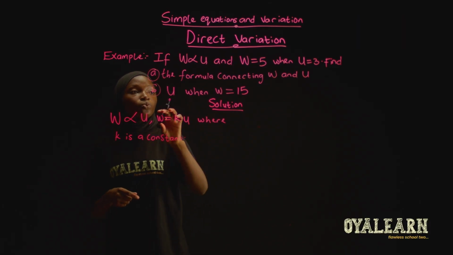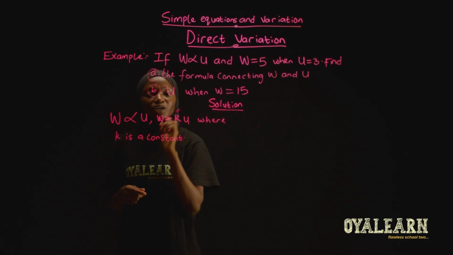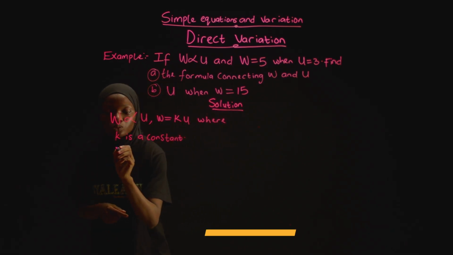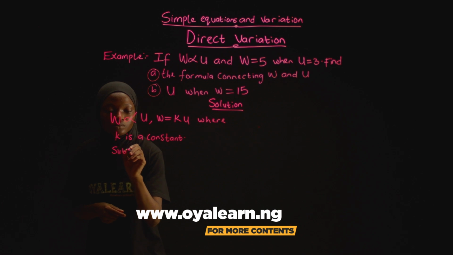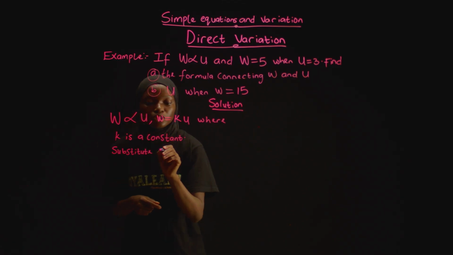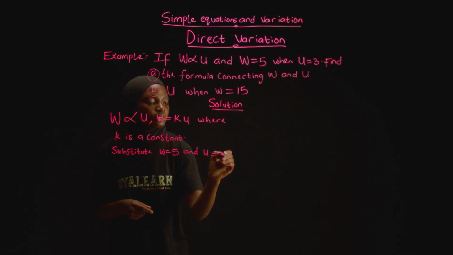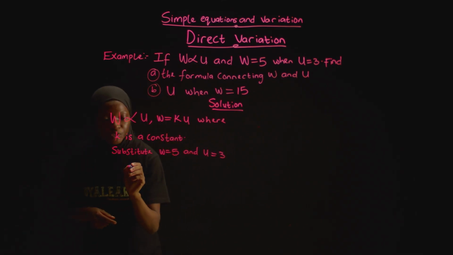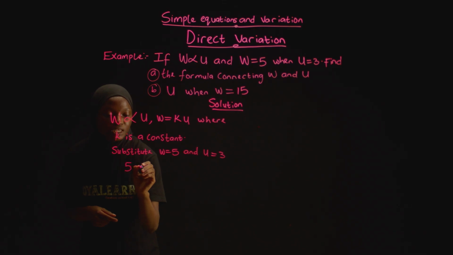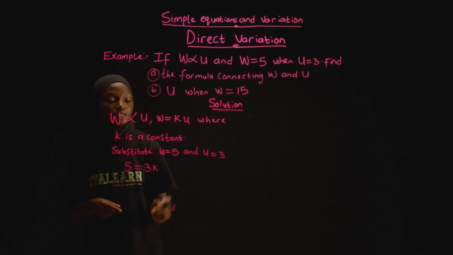So when W equals 5 and U equals 3, let's substitute those values so that I can find the value of our constant. So substitute W equals 5 and U equals 3. So from here we'll be having 5 equals 3k, that is k times 3, which gives us 3k.